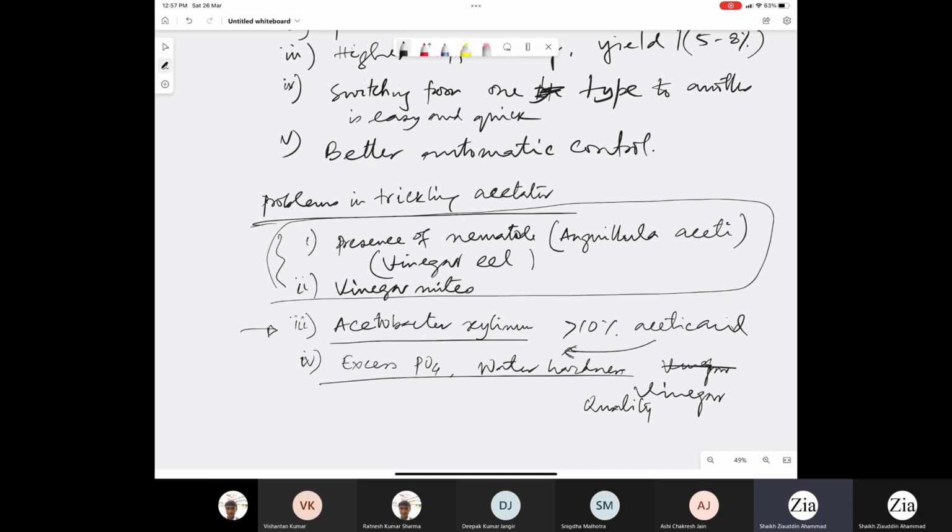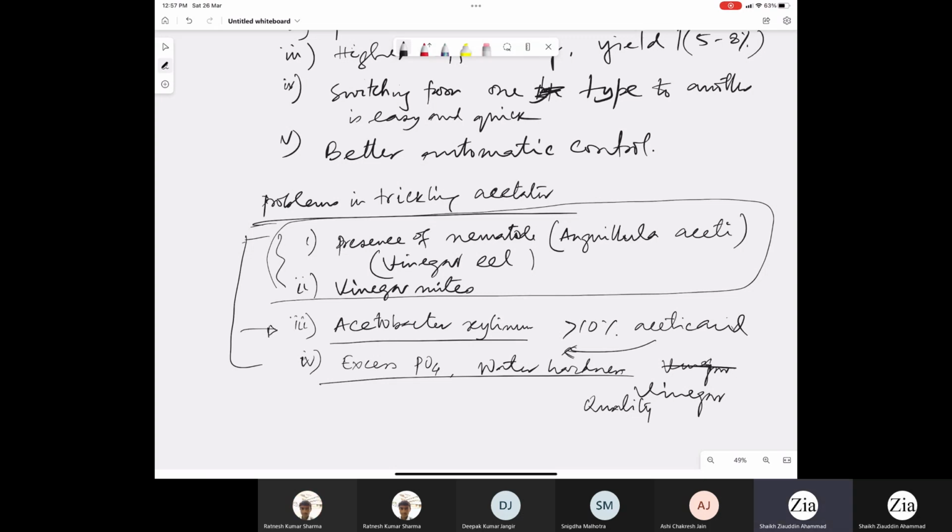So production of vinegar is mostly done in these two reactor systems, and current practice is to use the submerged system to get all the advantages and to have fewer problems associated with these three different issues. So if you use your submerged system, then you can actually get rid of this problem with other insects and other organisms present in the reactor system. So Acetobacter xylinum will not grow because you have better control. Presence of nematode as well as vinegar mites will not be there. So all the problems with other organisms will not be there if you use a submerged reactor system.